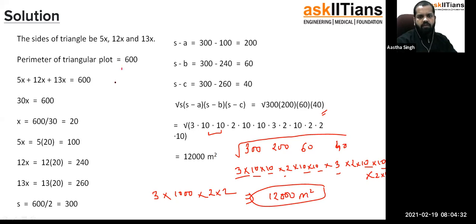Just calculate first the value of S, then find the sides A, B, C, and just put in the formula: under root of S, S minus A, S minus B, S minus C, right? Then the point is clear.